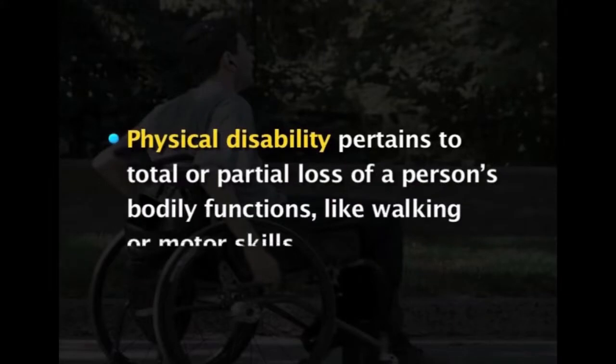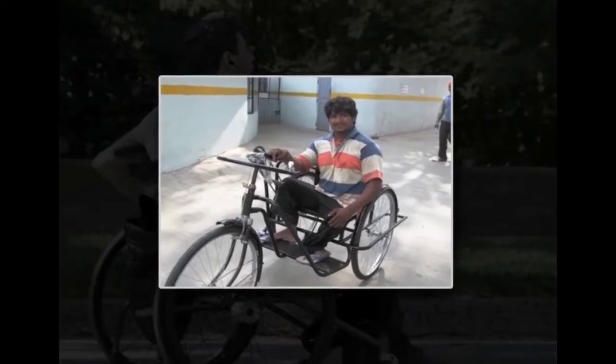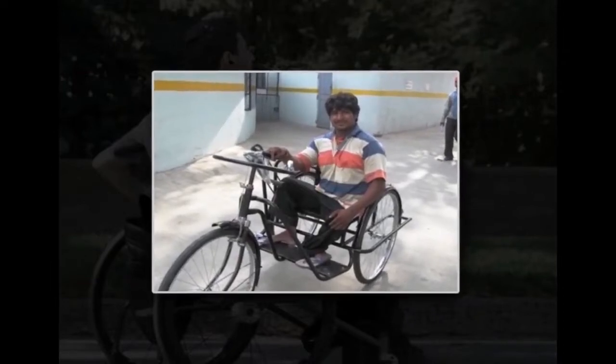So, what is physical disability? Physical disability pertains to total or partial loss of a person's bodily functions like walking or motor skills, and total or partial loss of a part of the body. For example, a person with amputation. A physical disability is a limitation on a person's physical functioning, mobility, dexterity or stamina. Other physical disabilities include impairments which limit other facets of daily living, like respiratory disorders, blindness and epilepsy.